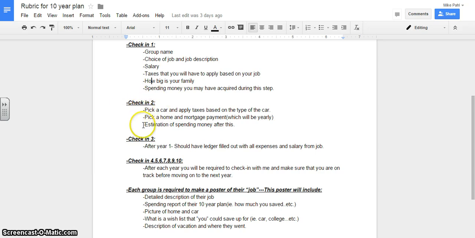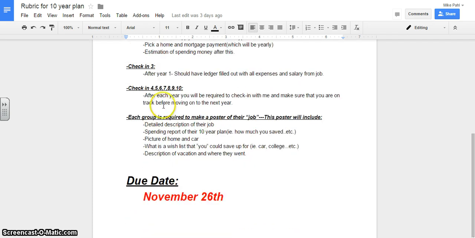Check 2, same thing. You have to get those 3 things done. Check-ins 3, 4, 5, 6, 7, 8, 9, 10 are all just give me the 1 year. Give me the ledger for that 1 year. So anything you do within that, some years you might have more going on, some years you might have less. But that is what you need to have.